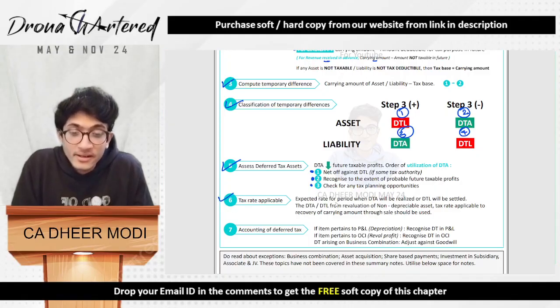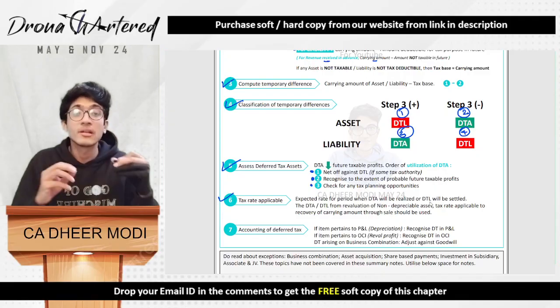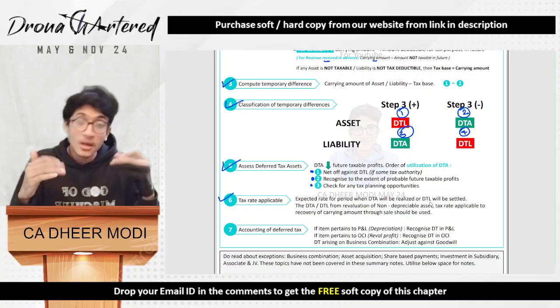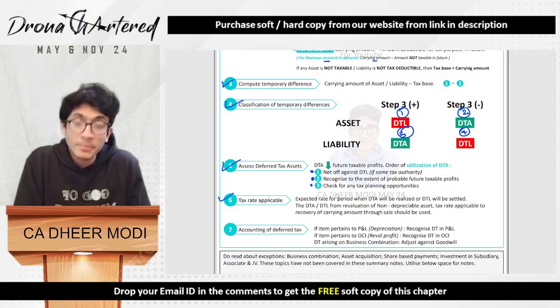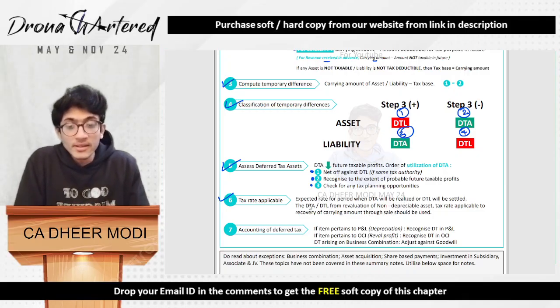Next is your tax rate applicable. The expected rate for the period when DTA will be realized or DTL will be settled. So you have to use the tax rate, not the current one, but the expected tax rate for the period when the DTA, that is your deferred tax asset, will be realized. That means when it will be utilized, or when the DTL will be settled.